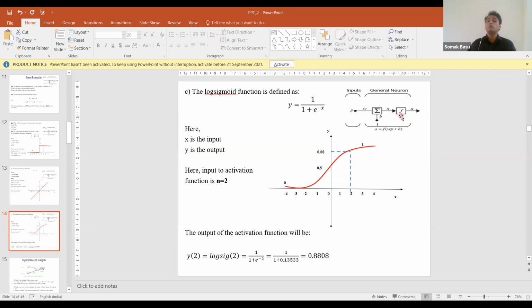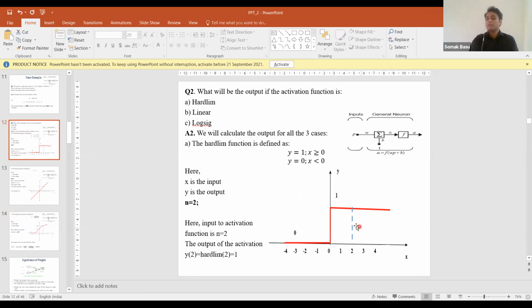So for different values of activation functions, or the different natures of activation functions, you'll have different outputs. And different activation functions signify the different types of decisions that you need to take in real life problems. For example, if the input is something like this, the output is something else.